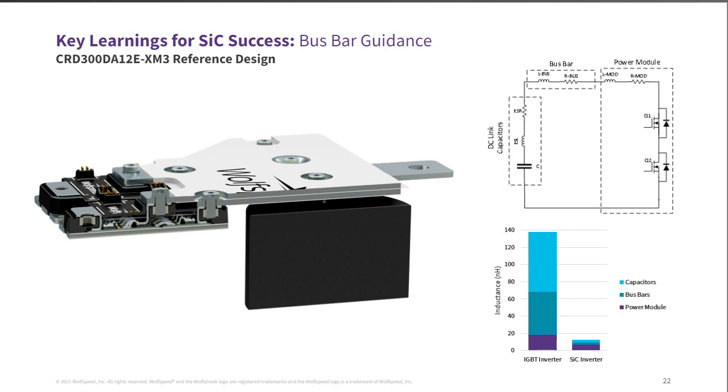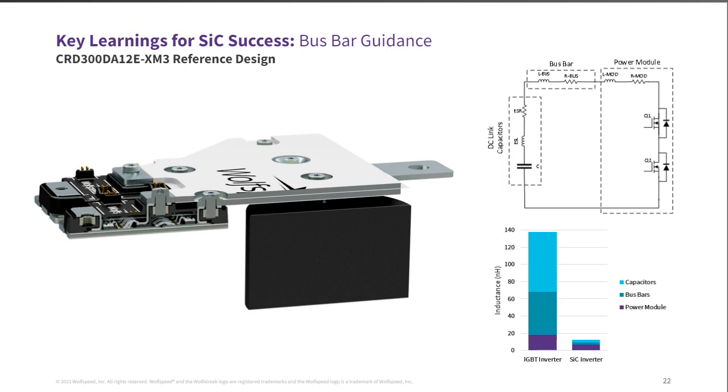So what we see, this might be a little drastic, but with the IGBT inverter, really high inductance of the power module, and depending on the busing and the capacitor stack up, we can see a really high overall loop inductance. But with our silicon carbide inverter and how the XM3 power tabs are laid out, you can see we can achieve a fairly low overall loop inductance of this loop that you see with the DC link capacitors, bus bar, and module.